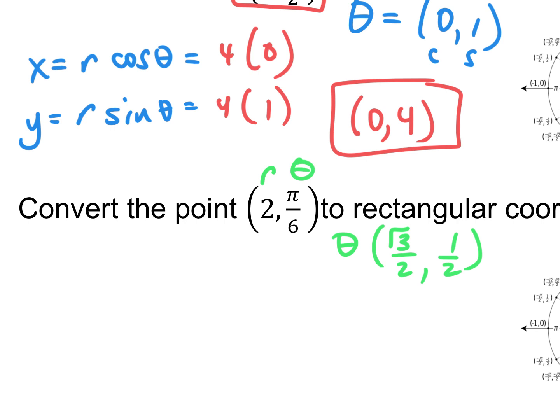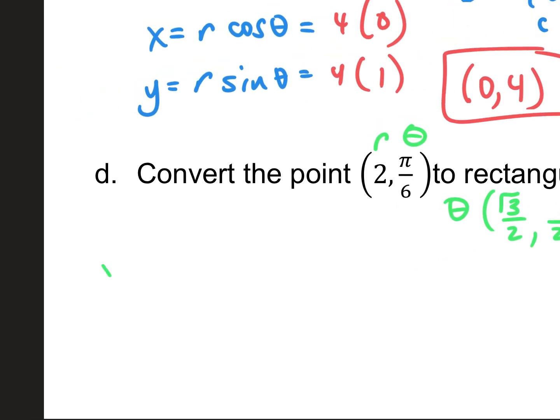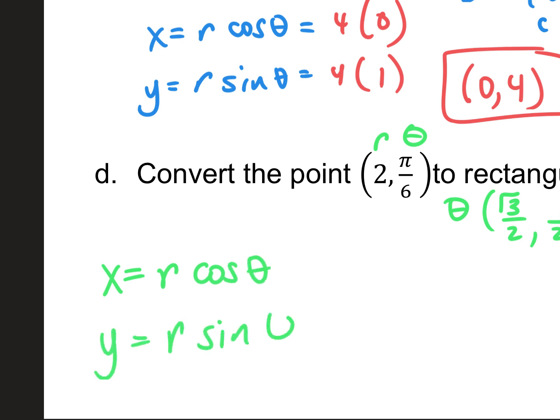You got to go the opposite way, right? If they gave me negative pi over 6, you find out what positive pi over 6 is, and then go the other direction from the polar axis. Good. All right, so I have x equals r times the cosine of theta, y equals r times the sine of theta.